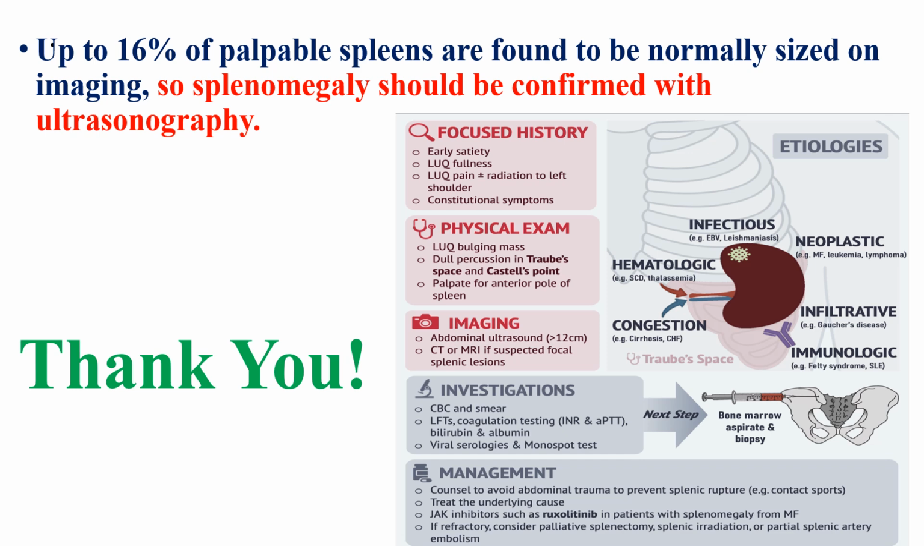And we should manage based on the underlying cause. Counsel to avoid abdominal trauma to prevent splenic rupture. A patient who has huge splenomegaly should avoid abdominal trauma such as contact sports to prevent splenic rupture, which is a deadly condition if it happens, and treat the underlying cause.